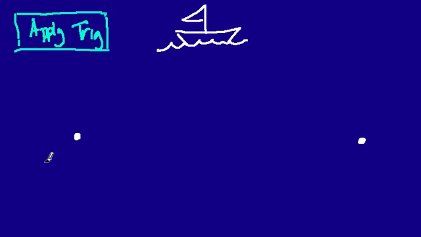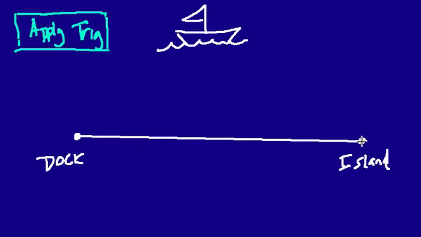Maybe this is the dock over here, and they've got to sail over to some exotic island because they want to go to the beach. But the problem is they sail off course. So originally, from the dock to the island is a distance. We'll make it up, 125 kilometers.